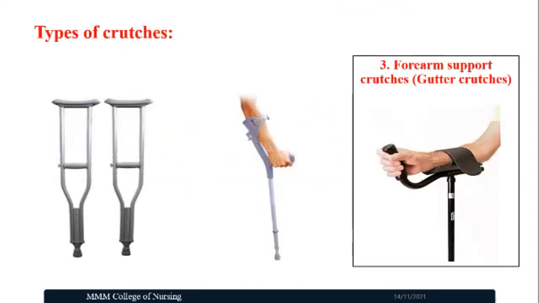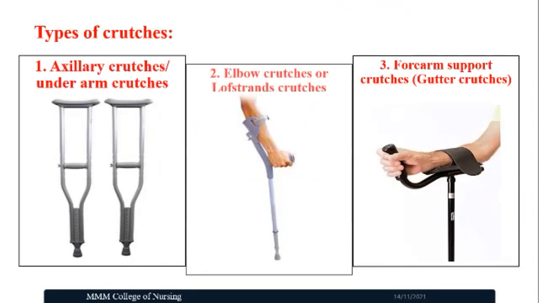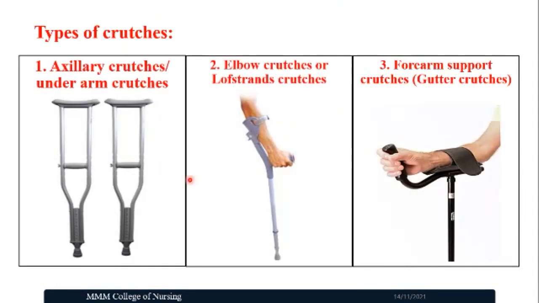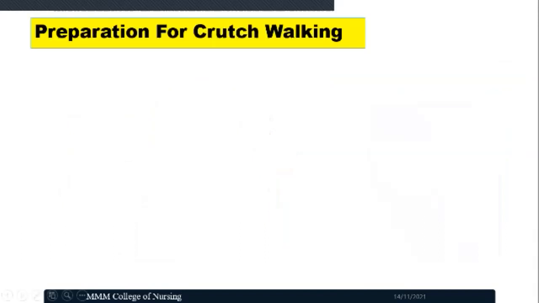There are different types of crutches available nowadays: axillary crutches, which we call underarm crutches, elbow or Lofstrand crutches, and the third one is the forearm crutches. The other name for forearm support crutch is the gutter crutches. How do you prepare the patient for crutch walking?